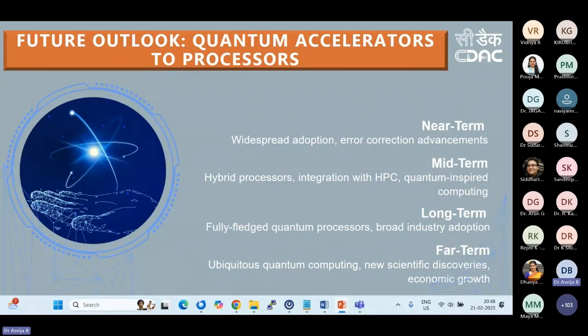And in the long term, we will have the full-fledged quantum processes, and there will be a much wider industry adoption. And of course, in the far term, this would lead to ubiquitous quantum computing, which also has the promise of replacing the existing computing systems with completely quantum systems as such, which can of course lead to new scientific discoveries and contribute to economic growth as such.